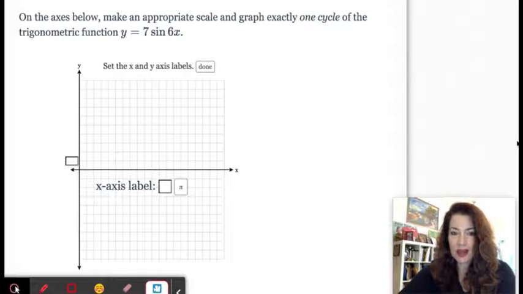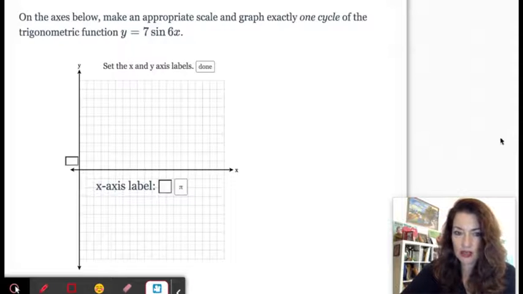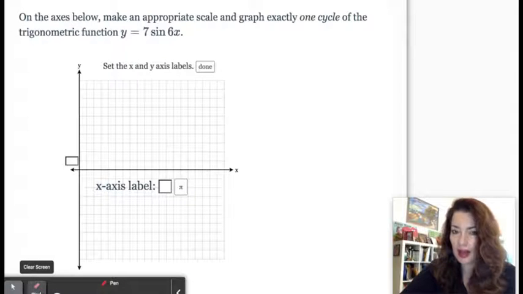Hi, I'm going to do an example on how to graph a sine function. So let's take a look at the example y equals 7 sine 6x. The first thing you want to do is look at the period of the function.